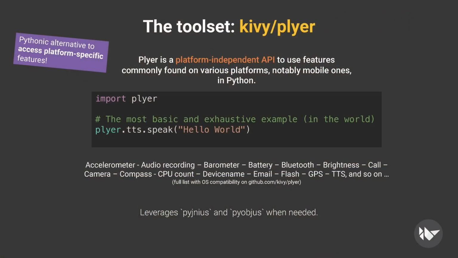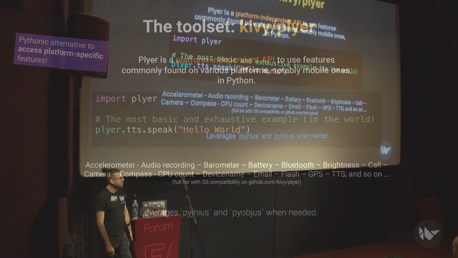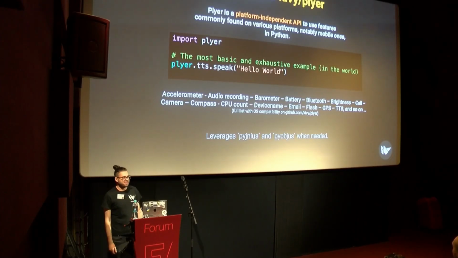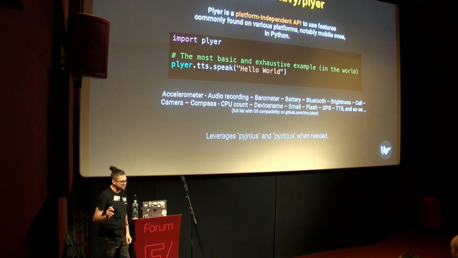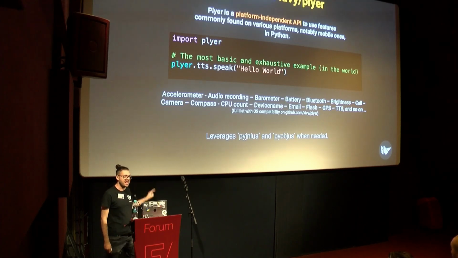Then we have Plyer. Plyer is a platform-independent API to use features commonly found on mobile platforms from Python. What I'm doing here is just importing plyer, and then plyer.tts, which is text-to-speech, .speak hello world. If I run the script on my Mac, it actually says hello world in a loud voice without any extra setup needed, without any extra dependencies needed.